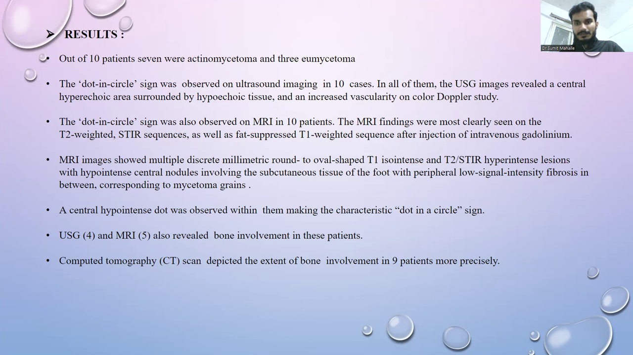The MRI findings were most clearly seen in T2 weighted imaging, STIR sequences, as well as fat suppressed T1 weighted sequences after injection of intravenous gadolinium. MRI images show multiple discrete millimetric round to oval T1 isointense and T2 STIR hyperintense lesions with hypointense central nodules involving the subcutaneous tissue of the foot with peripheral low signal intensity fibrosis in between, corresponding to mycetoma grains. So the central hypointense dot was observed within them, making the characteristic dot-in-circle sign. USG and MRI also revealed bone involvement in these patients.